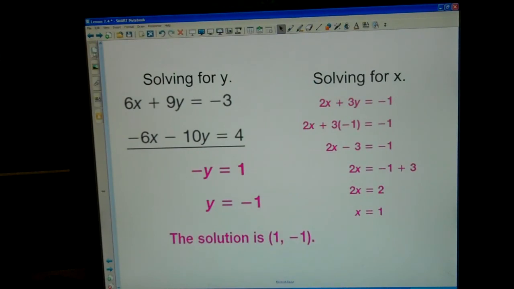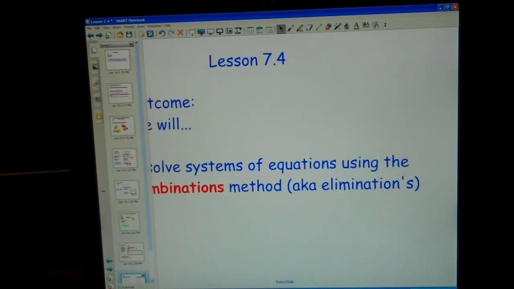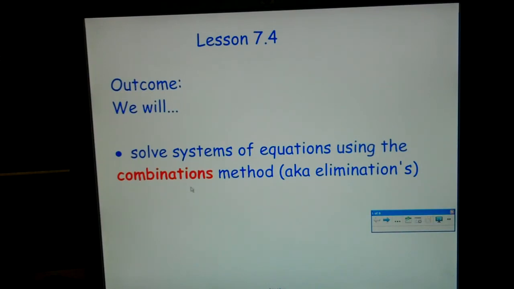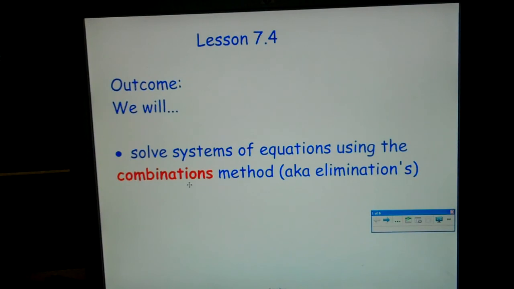You've now been given 3 ways to solve a system of equations, okay? This way was combinations, setting it up like combinations. An addition problem, you're going to add those things together. There's substitution and there's graphing.